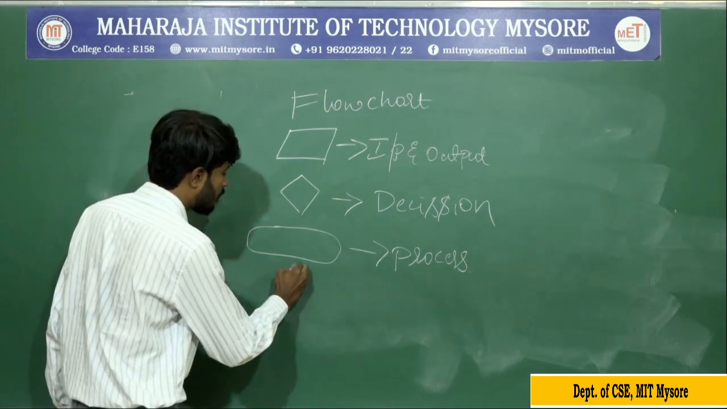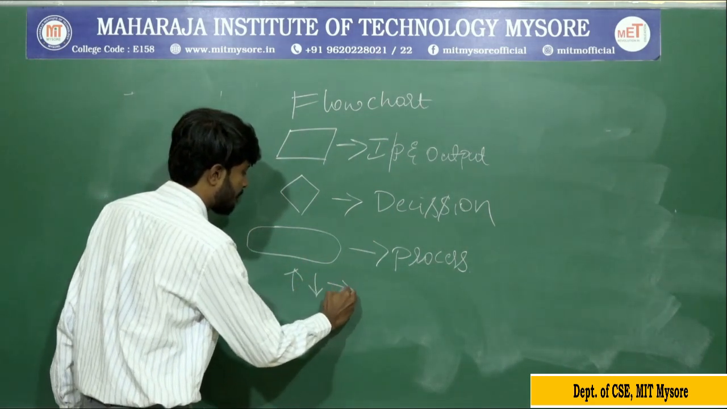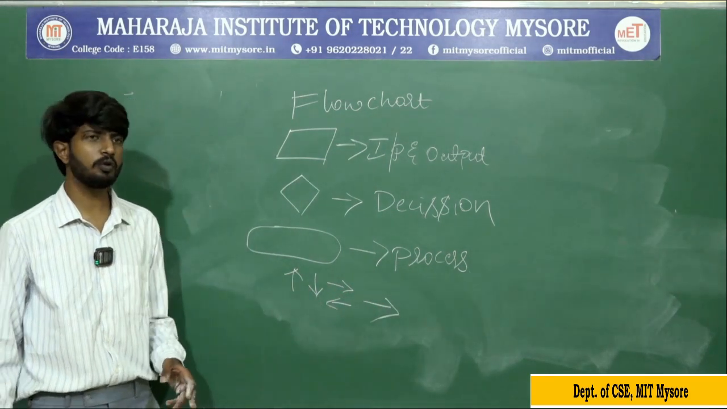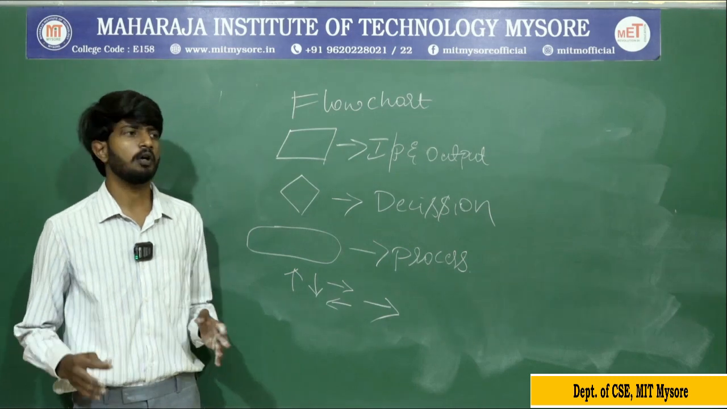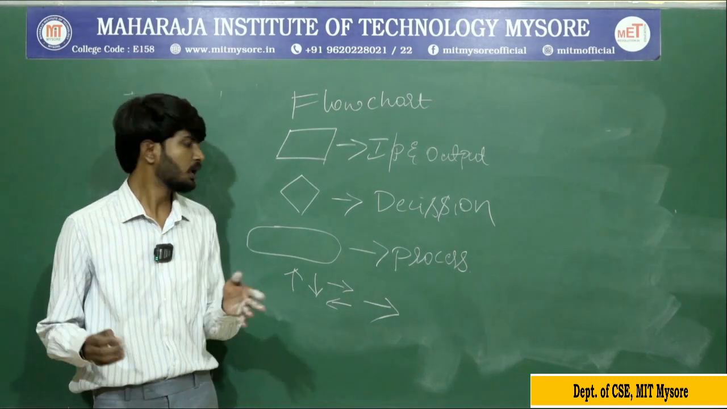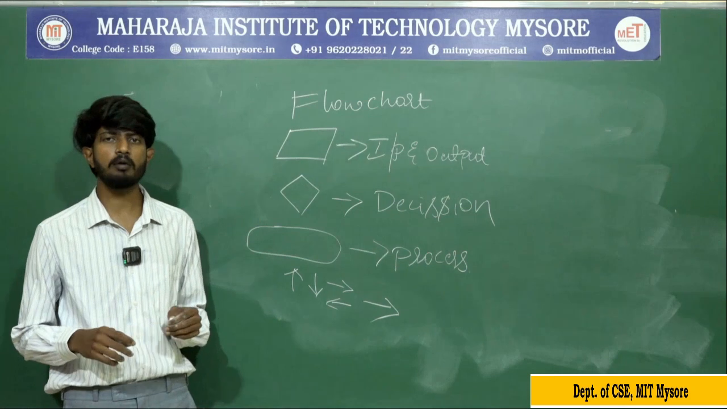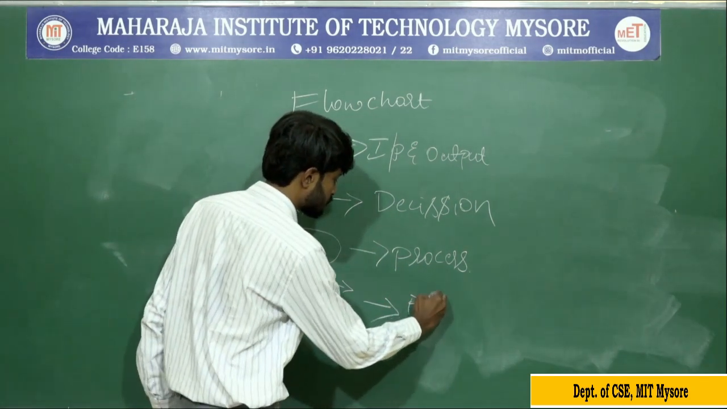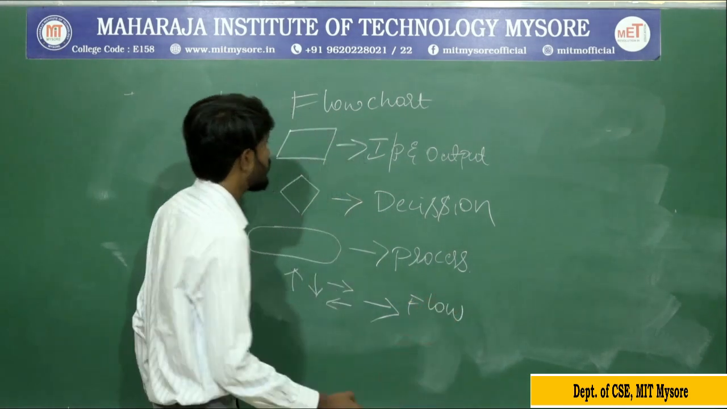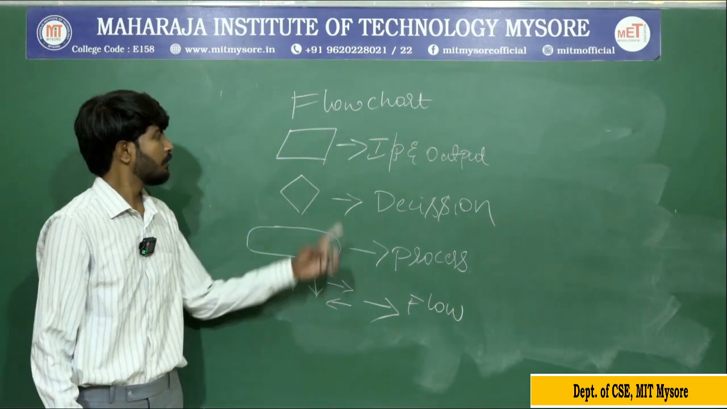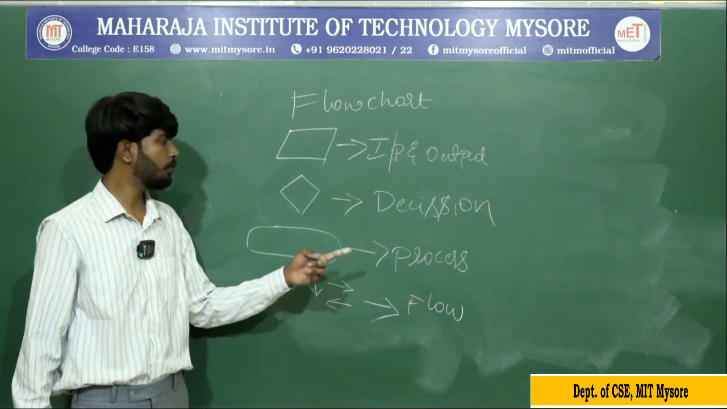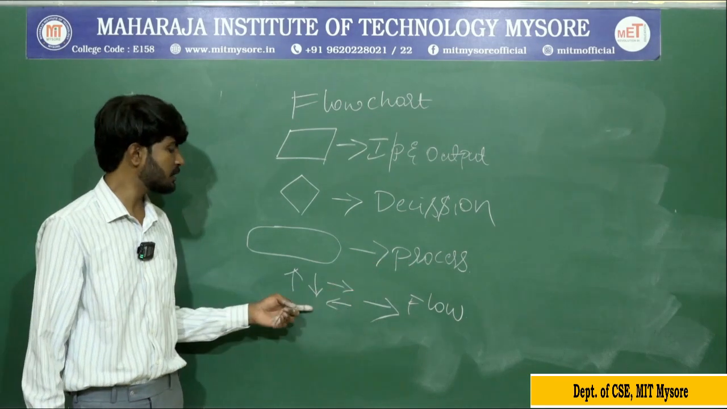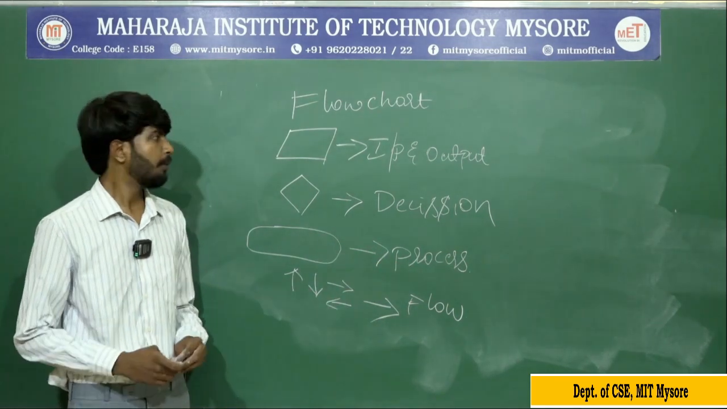Next is the flow control. The arrow marks are used to control the flow, so how the flow is going to work. The arrow mark represents the flow of a program. So this represents input and output, this represents the decision, this represents the process, and this represents the flow of a program.